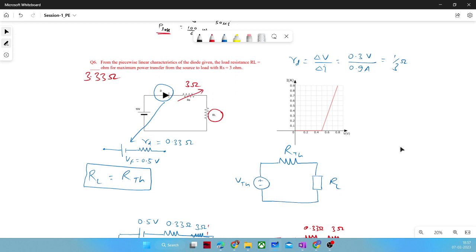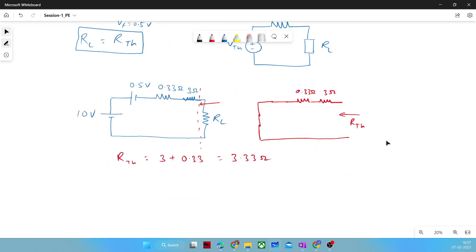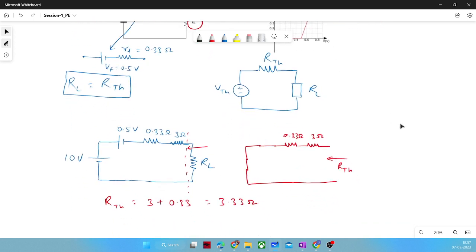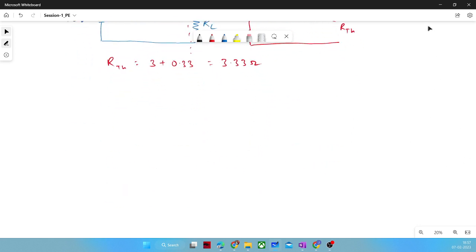Still, if anyone has any doubt, you can open the discussion or we can move ahead with some other concept. So in this same problem, other things can also be tested, like how much power is being transferred from source to load. Since we found out the value of RTH, another problem is the maximum power transfer from source to load. So let me write the problem.